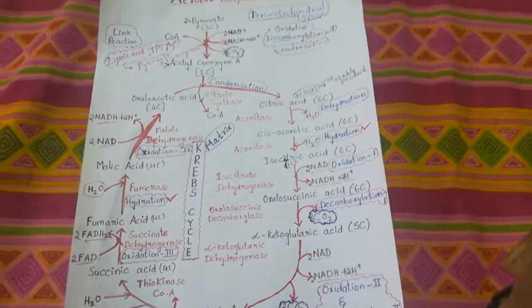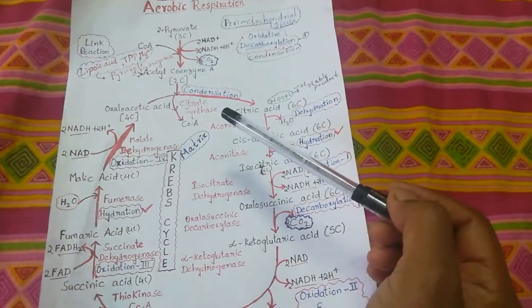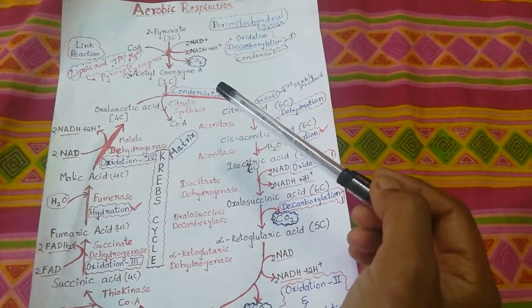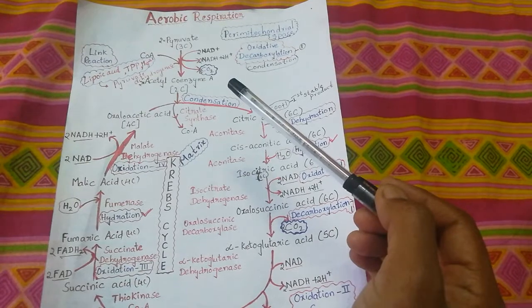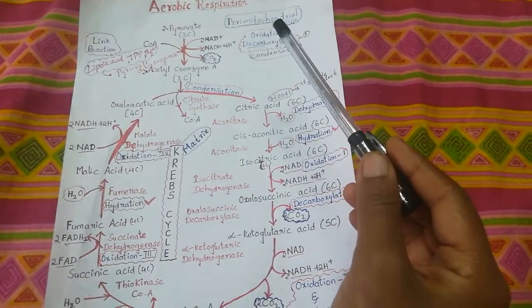So this is all about aerobic respiration which occurs in the mitochondria, and in the next session we will be discussing the MCQs related to glycolysis as well as Krebs cycle.